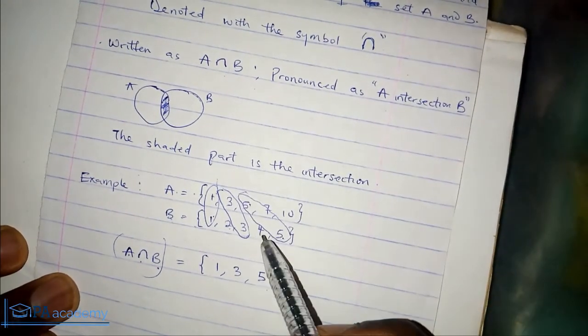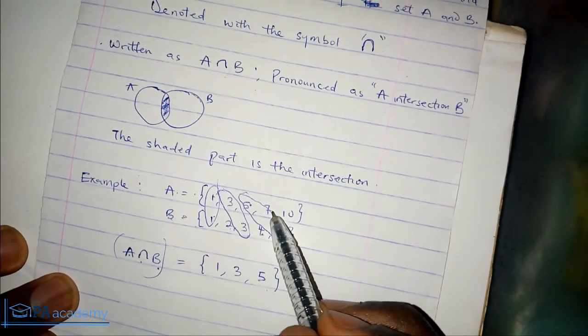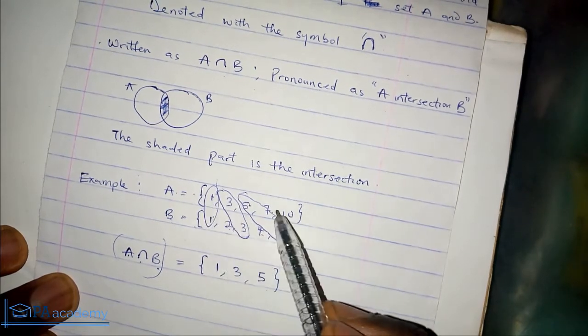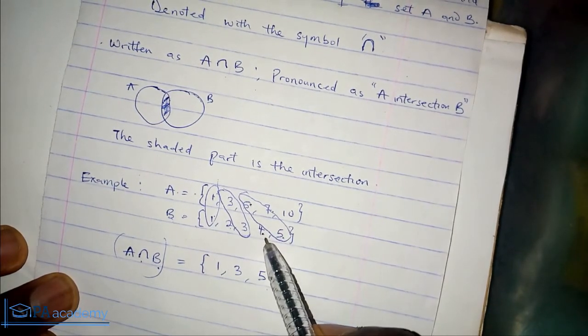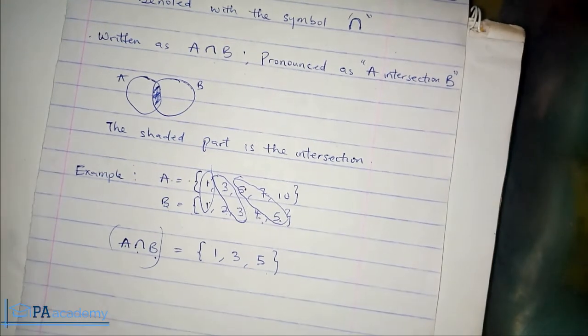Then every other number, we have 4 in set B, but we don't have it in set A. 7 and 10 is only present in set A, not in set B. So that is what we mean by intersection. Elements that are common to both sets. That's what we mean by intersection.